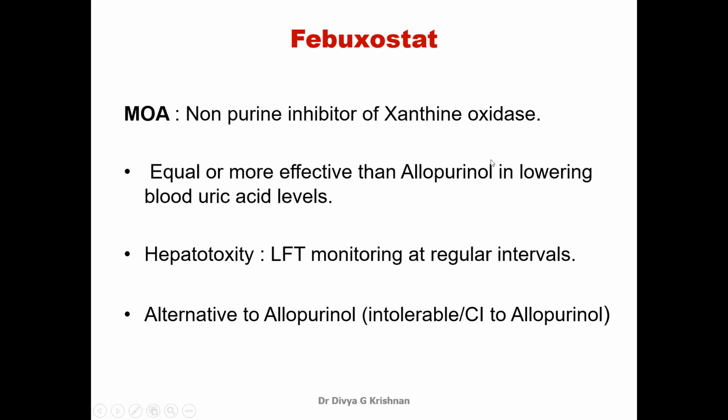Now, the other synthesis inhibitors include febuxostat. It's also a non-purine inhibitor of xanthine oxidase, and it is equal or more effective than allopurinol in lowering the blood uric acid levels. The notable toxicity seen with febuxostat is hepatotoxicity, and so LFT monitoring is advisable at regular intervals if a patient is put on febuxostat. So this is often considered as an alternative to allopurinol, especially in patients who are not tolerating allopurinol or in patients where there is a contraindication to the use of allopurinol.